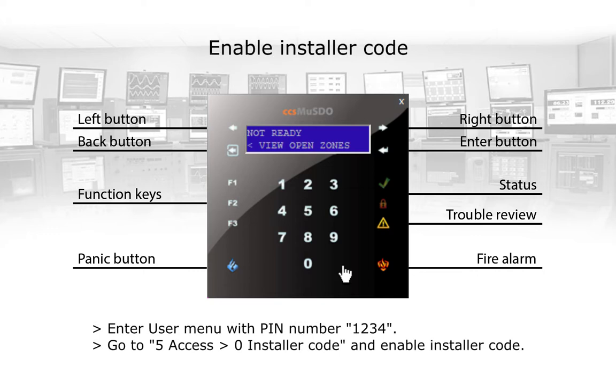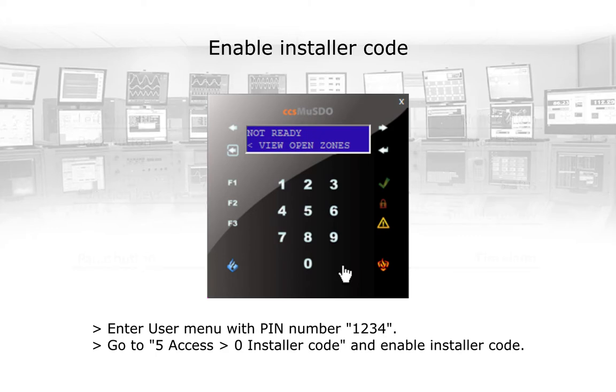Firstly, the installer code needs to be enabled, which will allow access to a massive menu where administrative and network settings can be configured. To do so, press the Enter button located on the right side of the keypad. This will ask for a PIN number. Enter user login PIN number 1234.